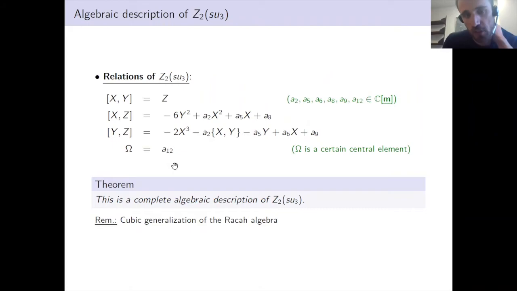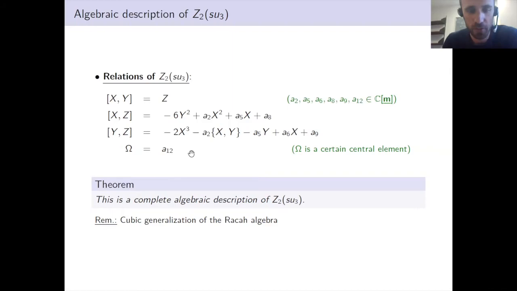in a certain way. Okay, all these parameters appearing in the algebra depend explicitly on M. We have six of them, which are polynomials in M. So as I said, this is a cubic generalization of the Raka algebra. We think that this may be a very interesting algebra. The first algebraic property is that it's an example of a Calabi-Yau algebra. It also seems to be related to symplectic reflection algebra. So very quickly, we found that this algebra must be interesting.